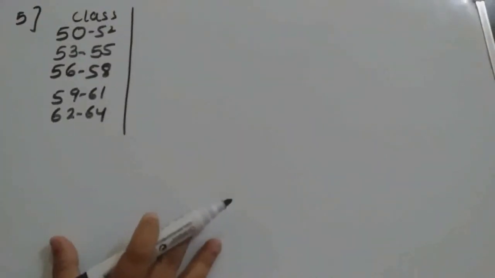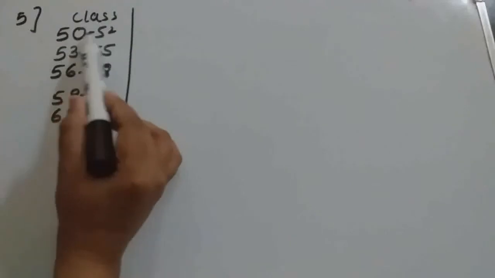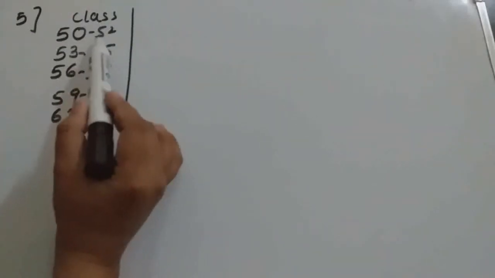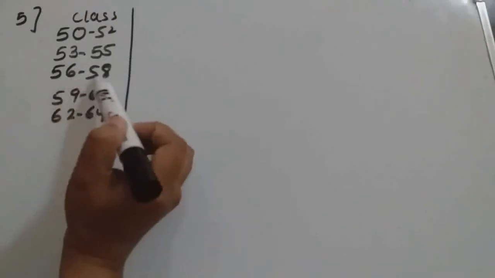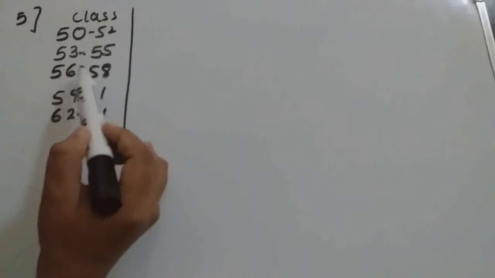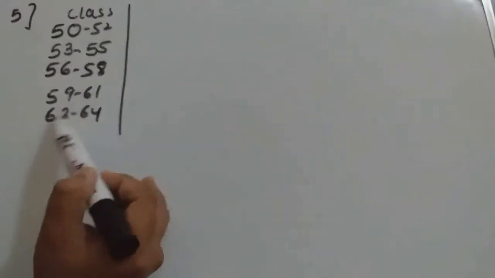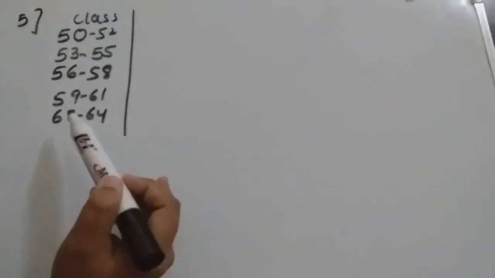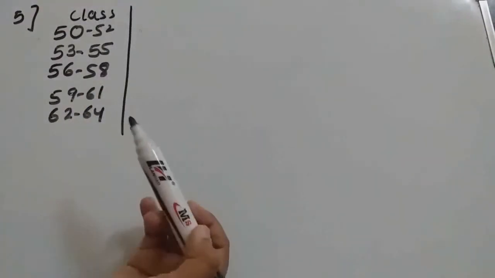Now, you must have observed one thing here. Here classes are not continuous. See, 52, 53, 55 and 56. So there is a gap of one number in each of the classes. See, 58, 59, 61 and 62. So what we will do, first we will make these classes continuous.